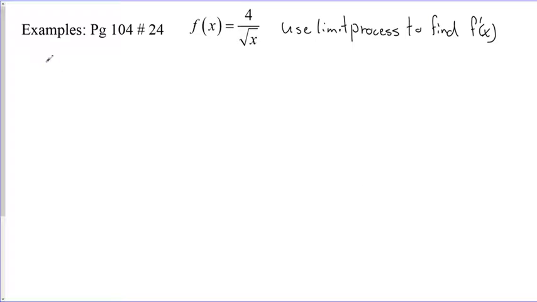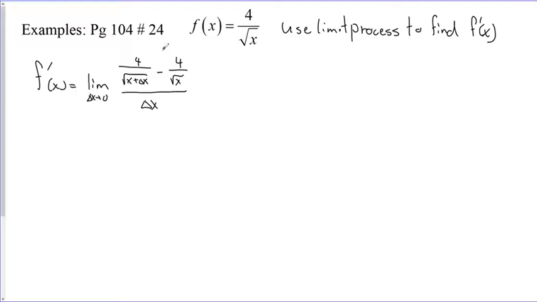So in this case, f prime of x is going to equal the limit as delta x goes to 0 of 4 over the square root of x plus delta x, minus 4 over the square root of x. So this is f of x plus delta x, this is f of x, all over delta x. And so we've got fractions and fractions. We've got radicals. We've got all kinds of things. And again, if we let delta x go to 0, it's still undefined. So let's start trying to get this down into one fraction.